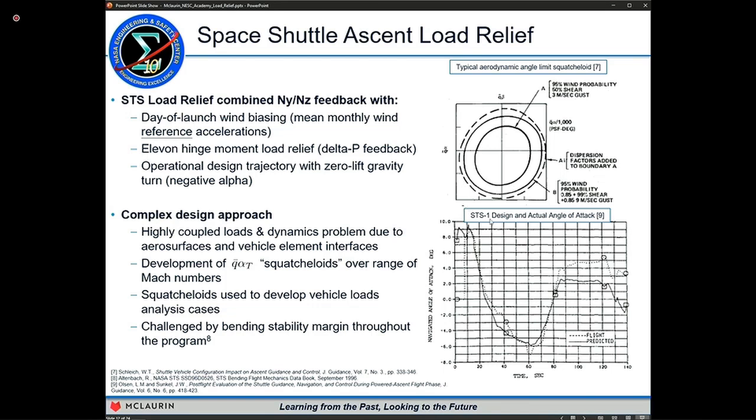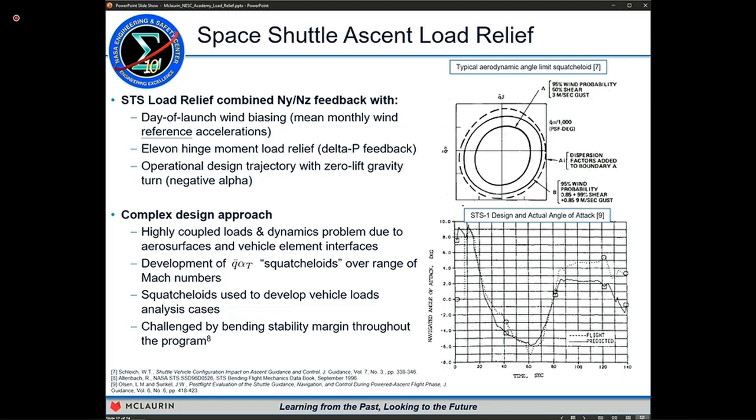This approach used on Shuttle, in addition to the algorithm design, kicked off this very complex but now almost standard analysis process, which was looking at this coupled loads and dynamics problem and looking at what NASA coined squatchaloids, which were alpha-Q-alpha, Q-beta limits that were specific to the vehicle configuration as a function of flight conditions. So a huge amount of analysis was done, and those were used to develop the loads analysis cases and also set the requirements or the design targets for the load relief algorithm.